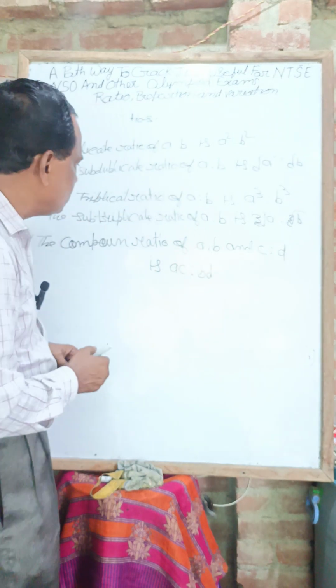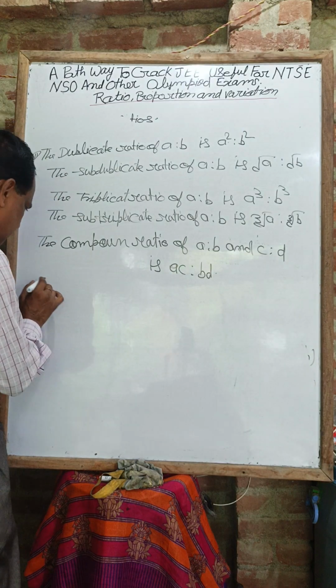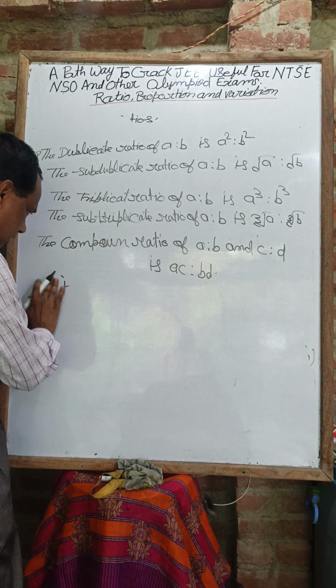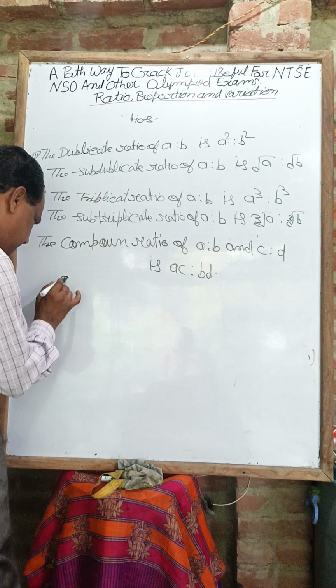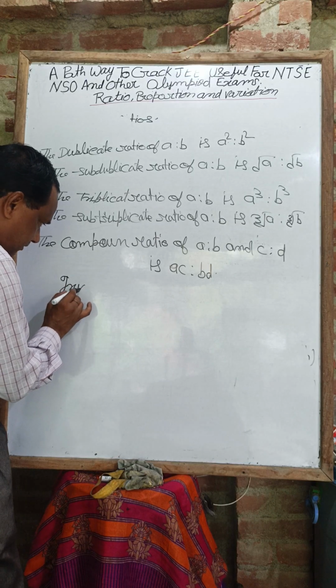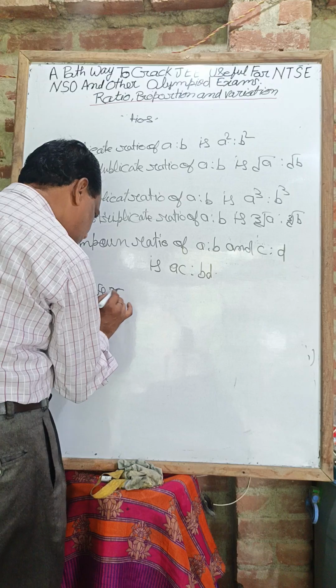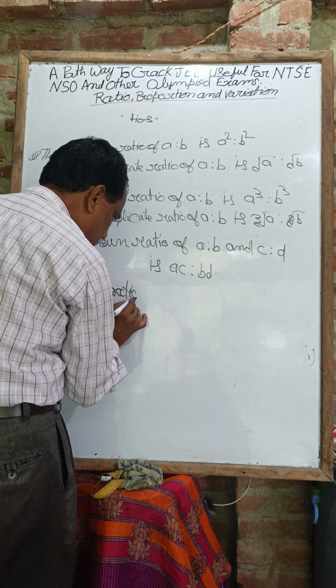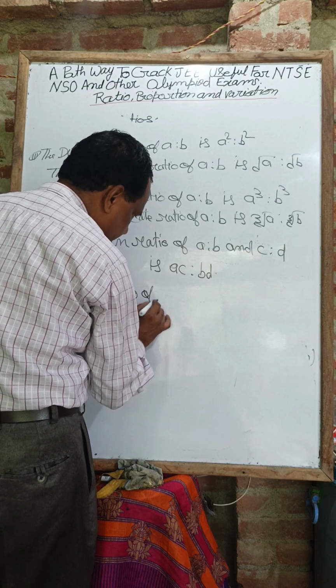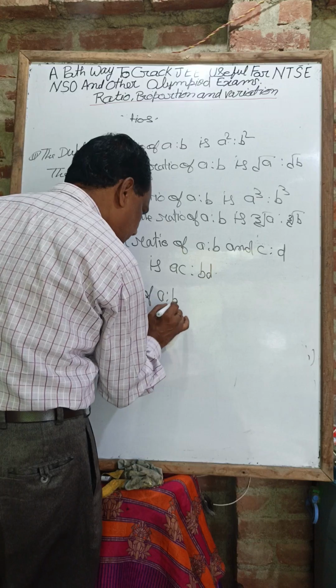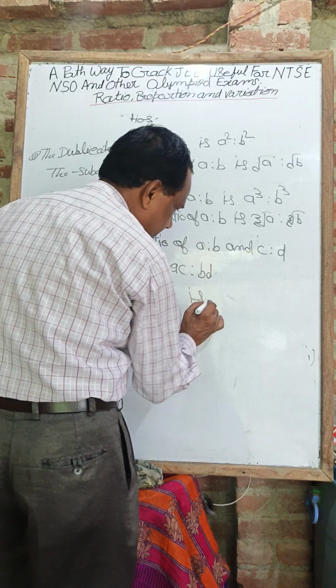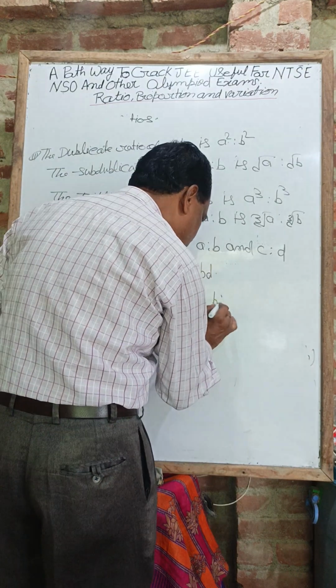Inverse ratio. The inverse ratio of A is to B is B is to A.